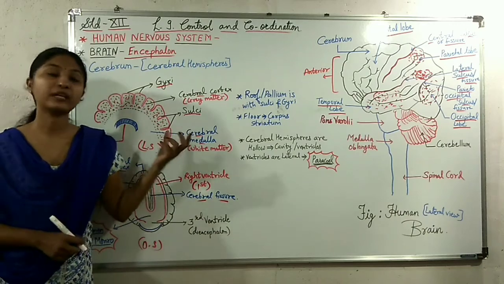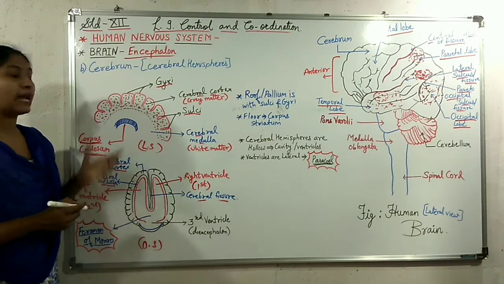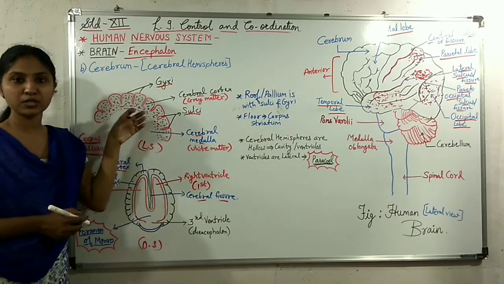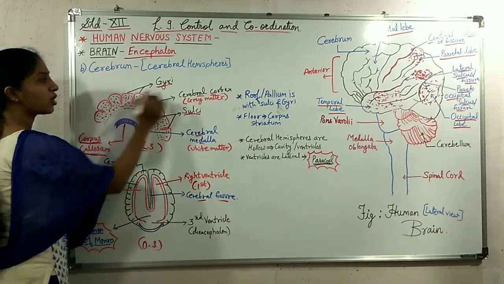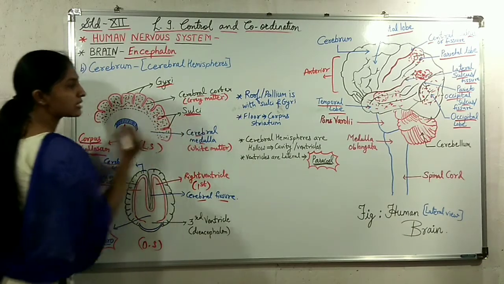We have seen the lateral section of the cerebrum. It looks like this. The lateral section of the cerebrum shows the ridges and the depressions which are there on the surface of the cerebrum. The ridges are called gyri, whereas these depressions are called sulci.